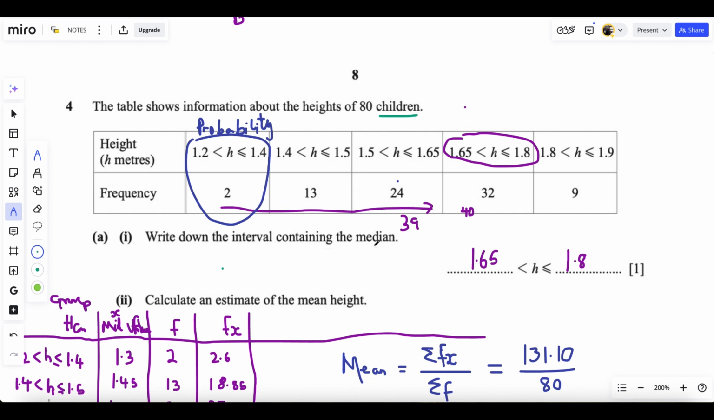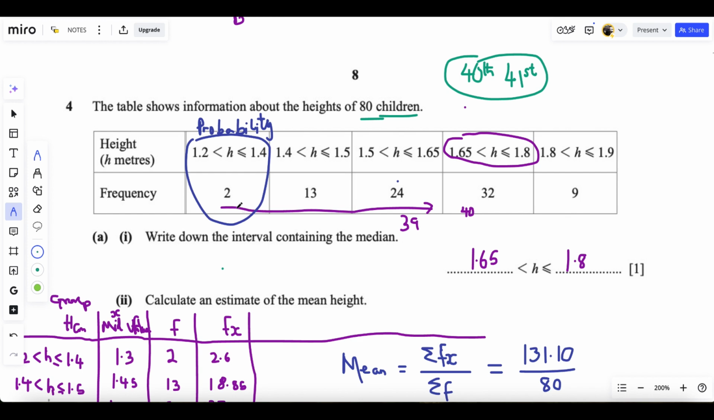the median. The median is the middle number. So if there are 80 children, the middle of 80 will be the 40th and the 41st number. This will be the median, right? This is where the middle will be.